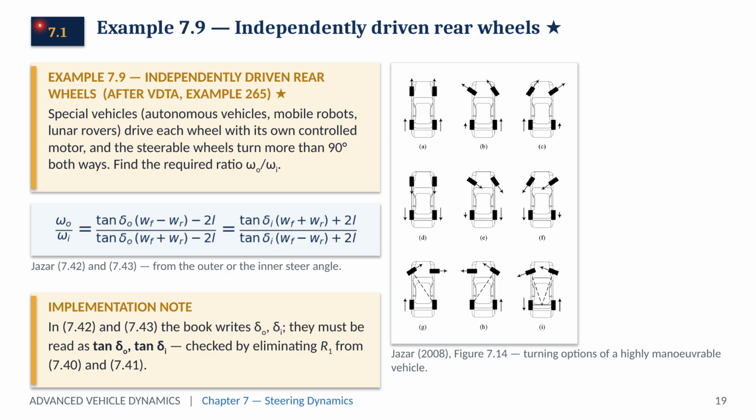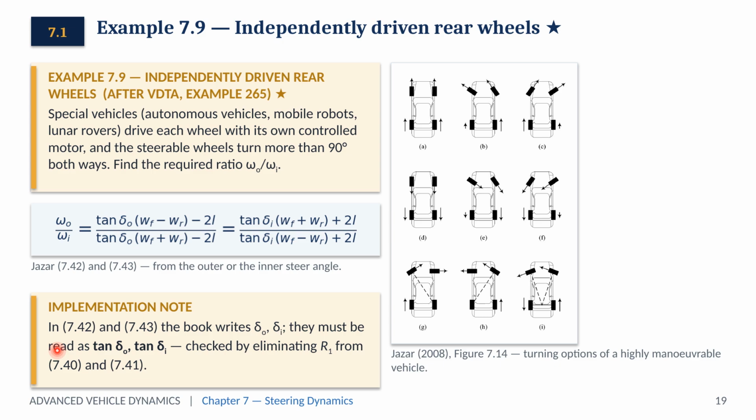Example 7.9 treats independently driven rear wheels, a topical case for autonomous vehicles, mobile robots, and lunar rovers. Each drive wheel has its own controlled motor, and the steerable wheels turn more than 90 degrees either way. The question is what ratio omega O/omega I the controller must hold so that both rear wheels roll without slip. The answer is equations 7.42 and 43, written from the outer or the inner steer angle.